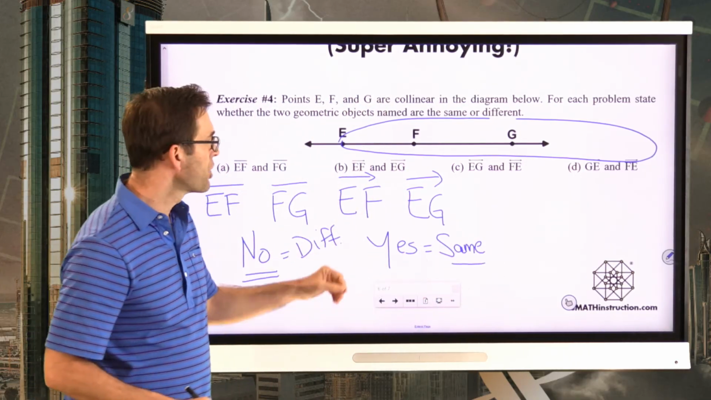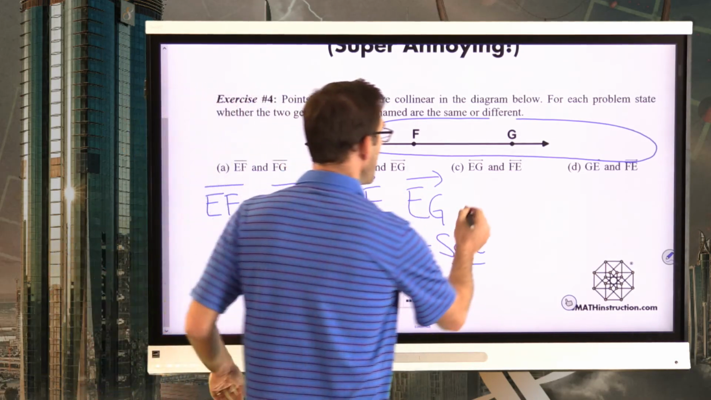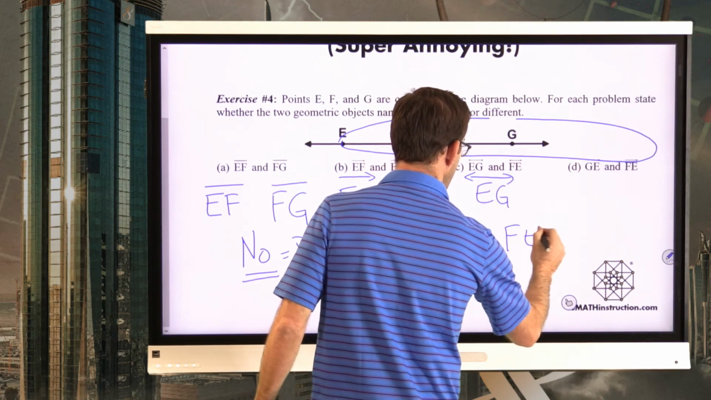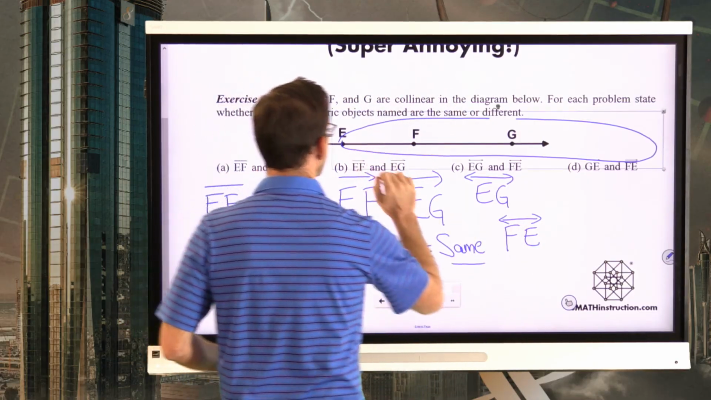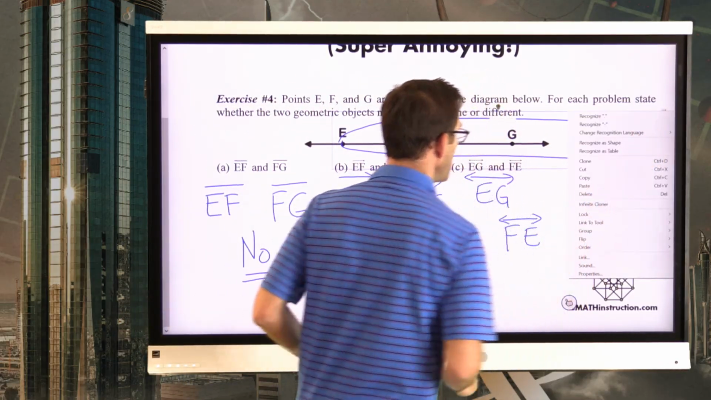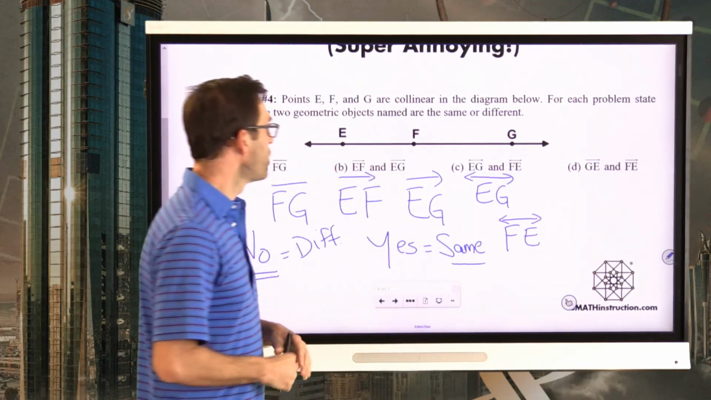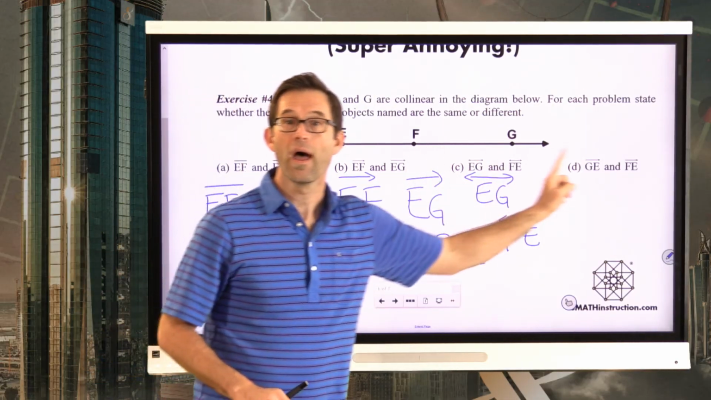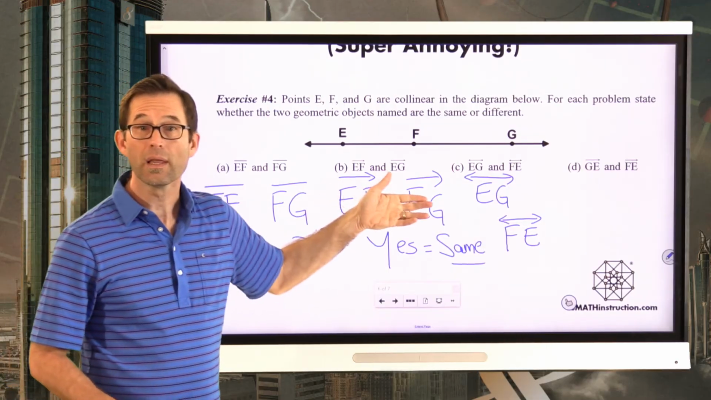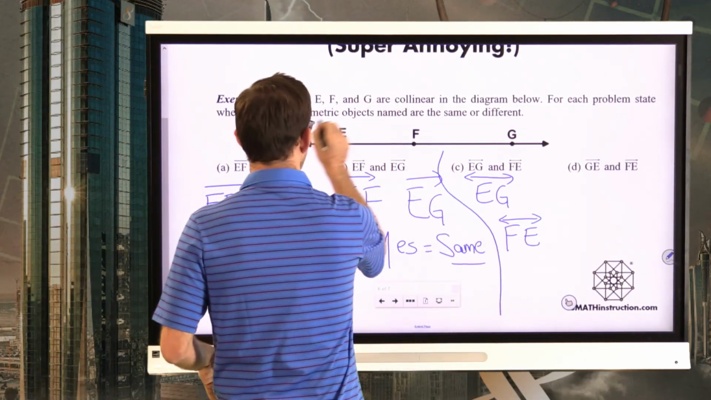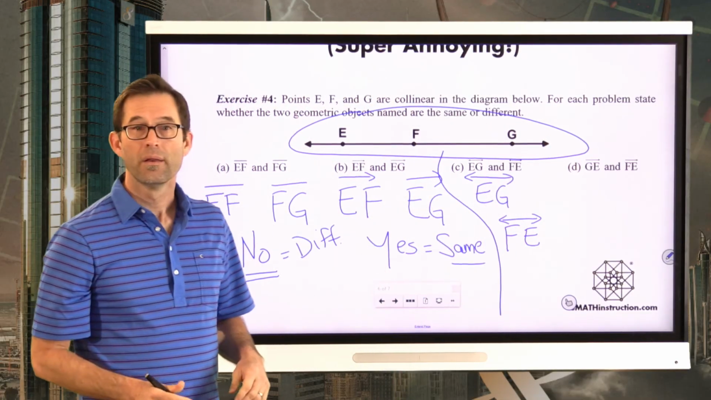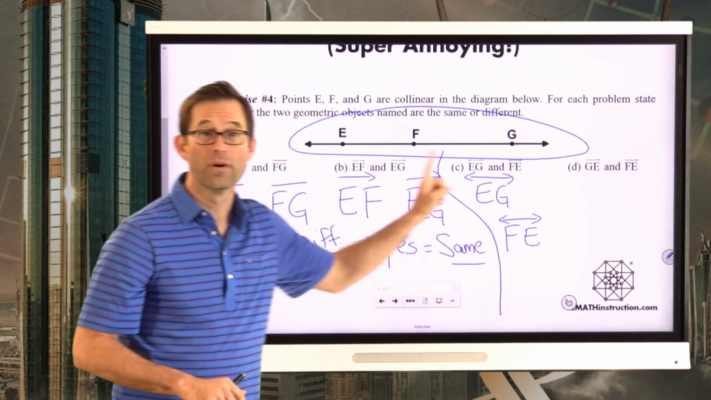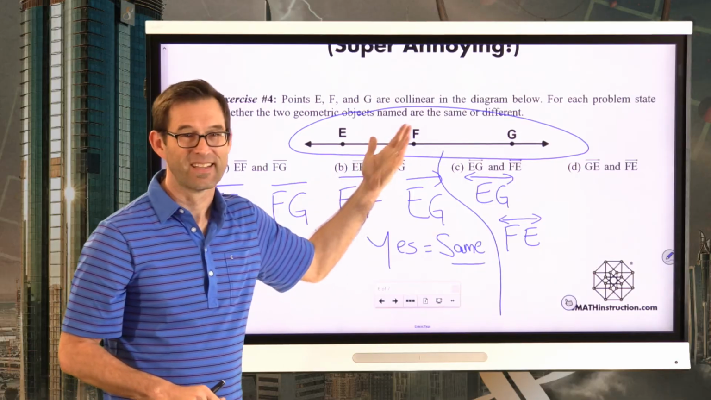All right, let's take a look at letter C. Now in letter C, we're talking about two lines, the line EG and the line FE. A line is the collection of points that passes through E and G, that's EG, and then goes forever in two directions. So literally line EG is this. Now line FE would be the collection of points that goes through F and E and then extends forever in two directions. That's the same set of points.